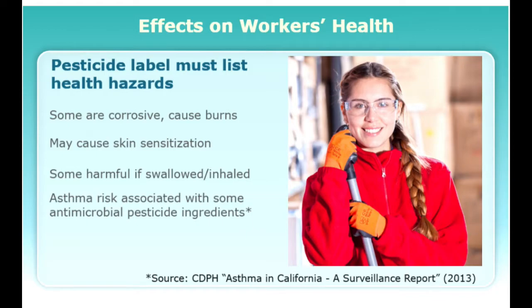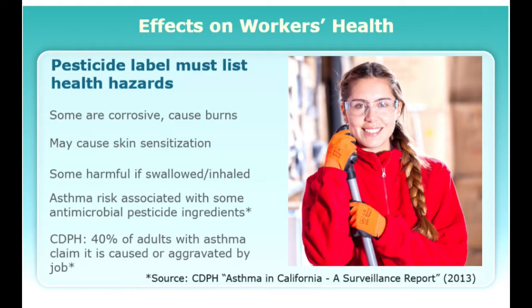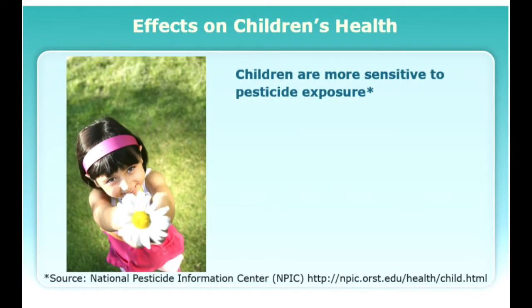The California Department of Public Health reports that in California, 40% of adults who currently suffer from asthma claim that their asthma has been either caused or aggravated by the work conditions. Some people are more sensitive to pesticide exposure. A person's age and size can affect how their body reacts when exposed to a pesticide.